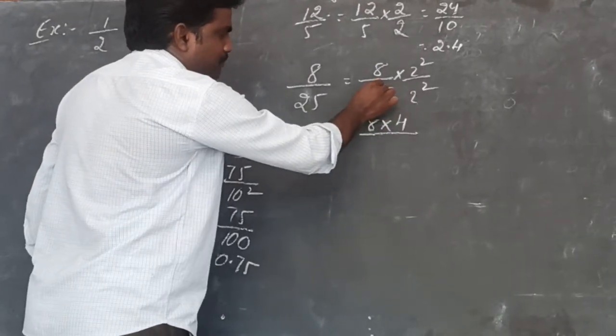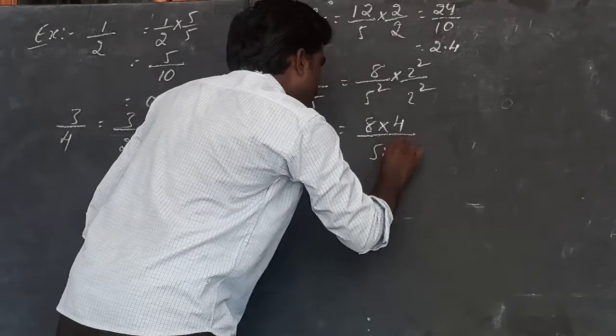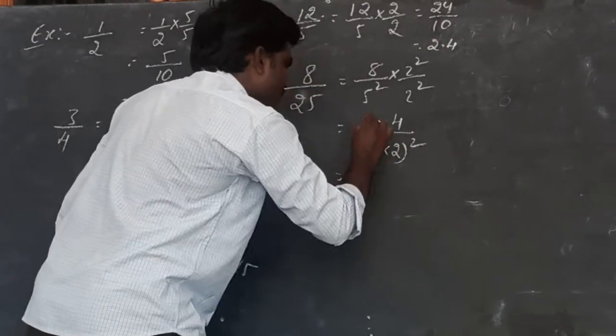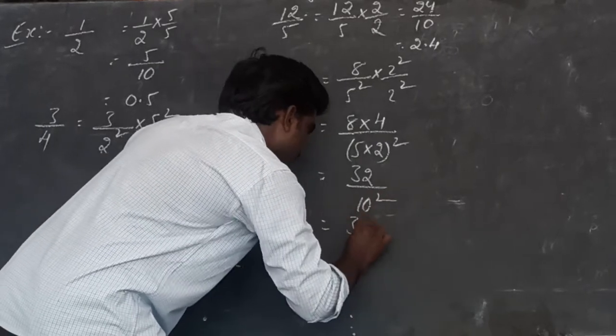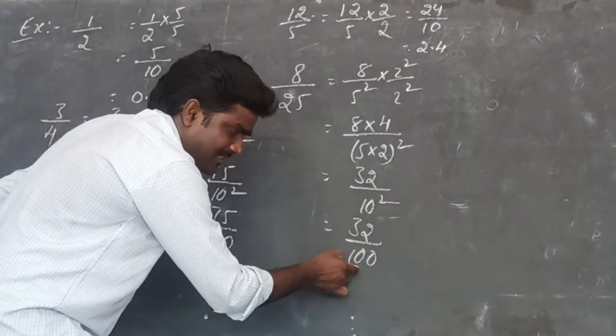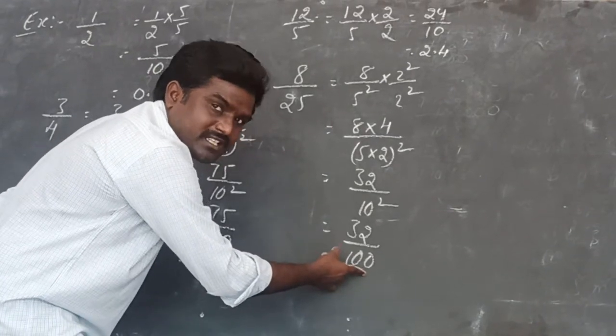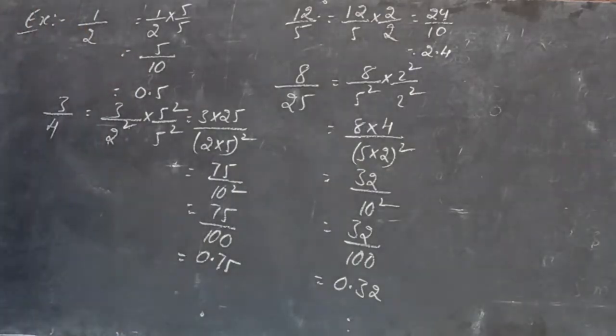a power m into b power m is (ab) whole power m. That is 5 into 2 whole square. 8 into 4 is 32, over 10 square. So 32 by 10 square is how much? 100. How many zeros are there in the denominator? 2 zeros. That means how many decimals are there? 2 decimals. That is 0.32.